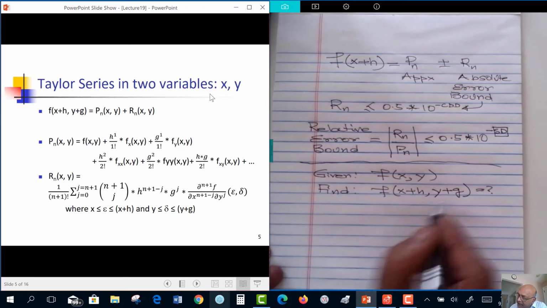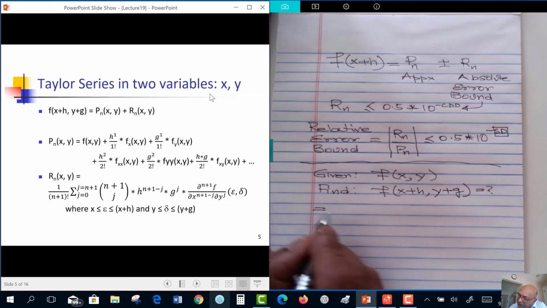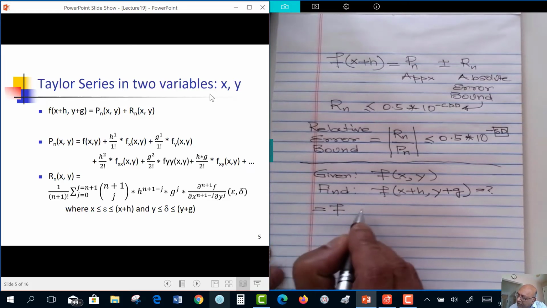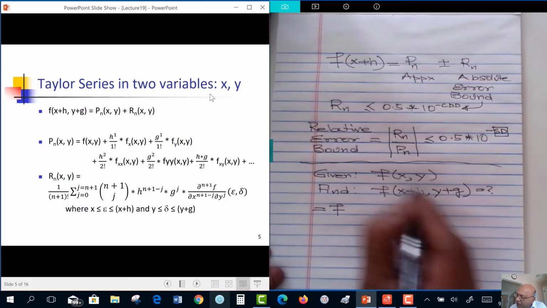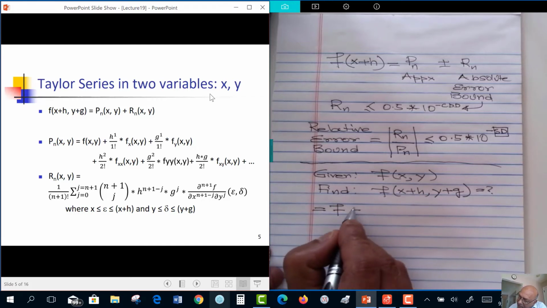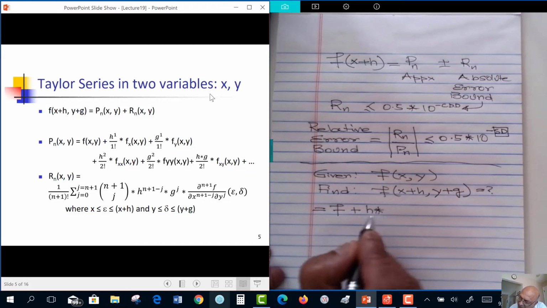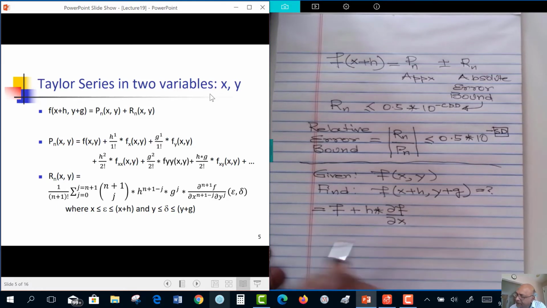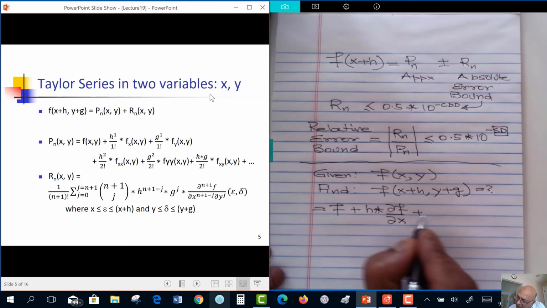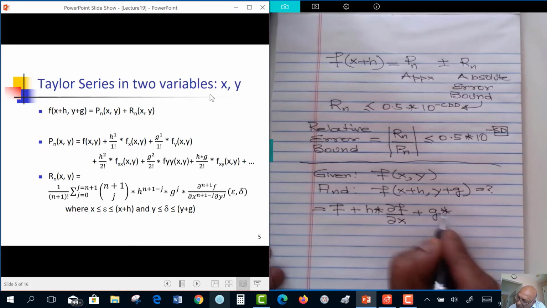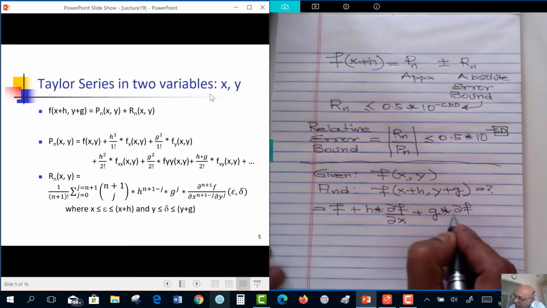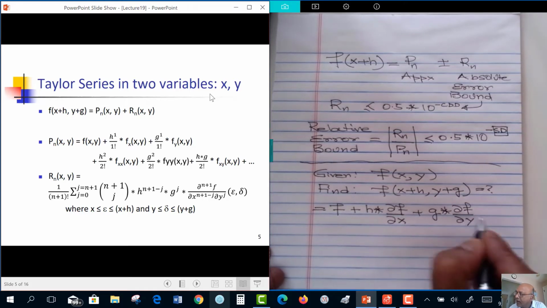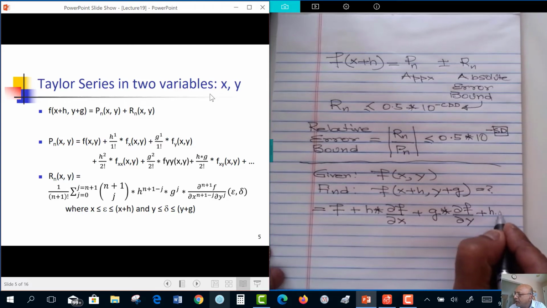What the Taylor series says is this value is going to be the function f(x, y), I'm not going to write the parentheses, plus h times the partial derivative of this function with respect to x, plus g times the partial derivative of the function with respect to y, plus higher order terms.